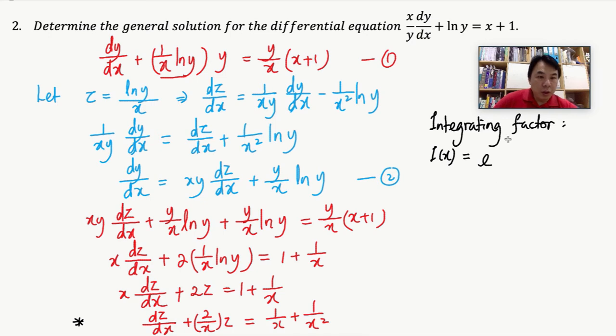exponential integration of the function 2 over x, in this case. Now, by simplifying this, you should be able to obtain this quite easily. I'll just rewrite this as ln x squared, which is x squared. So that will be our I. And then by using this technique, we can express this whole term in this case here.